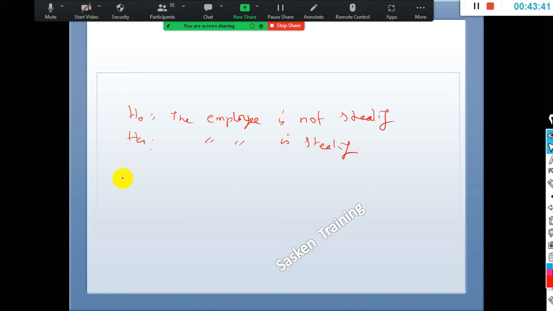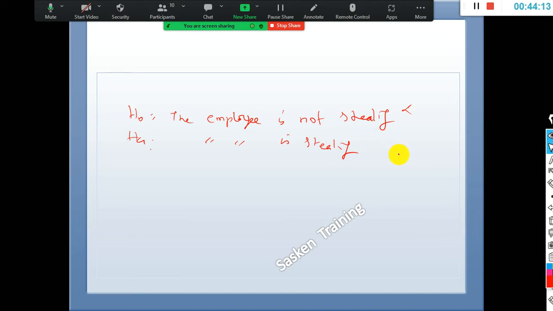The employee is actually stealing, but the manager does not have enough evidence to conclude the theft. So what do you mean by enough evidence? Actually he is supposed to reject this null hypothesis, and you need to conclude he is stealing, but he does not have sufficient evidence as per the test. Can you tell me what do you mean by not having sufficient evidence?